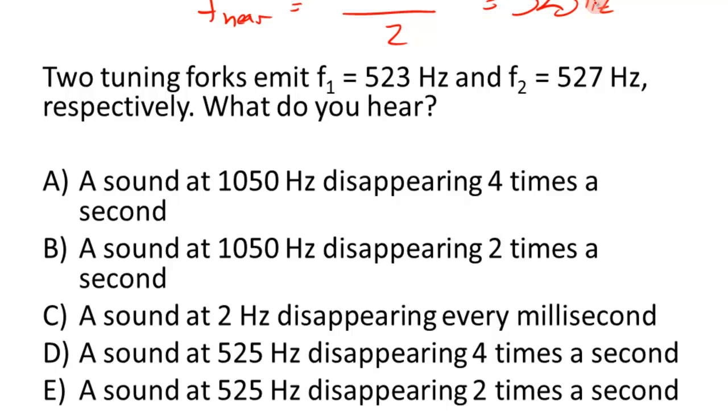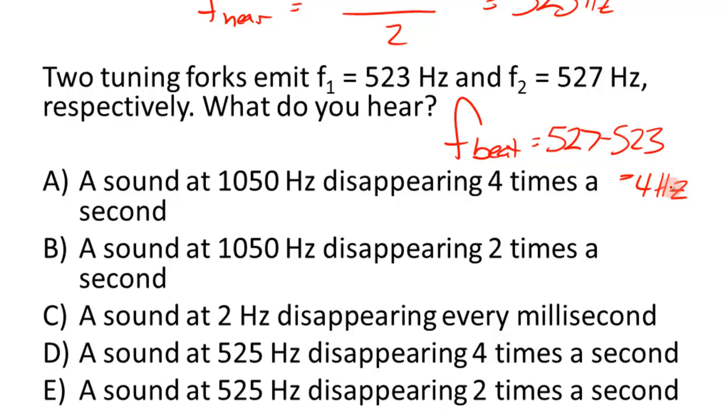Now you're also going to hear the beat that is due to the difference between these two. So f_beat is going to be 527 minus 523, which is 4 hertz. This means that the sound is increasing and decreasing in volume at a rate of 4 times per second. That's what this 4 hertz is. So we've got an average sound that we hear, the tone is 525 hertz, and the volume is getting louder and quieter 4 times a second.